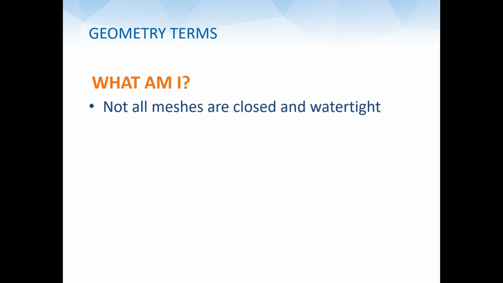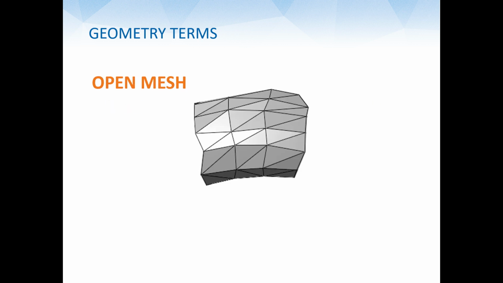So not all meshes are closed and watertight. This is an example of an open mesh. In terms of geometry, a mesh is made up of points, lines, surfaces, polygons, and all these can be used to make a solid, or a surface mesh, or a polysurface, or an open mesh.